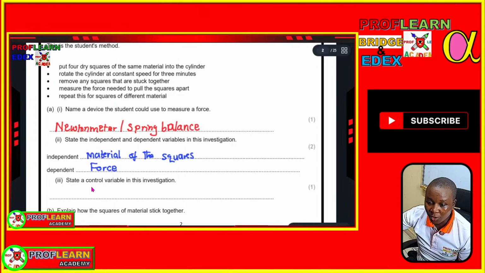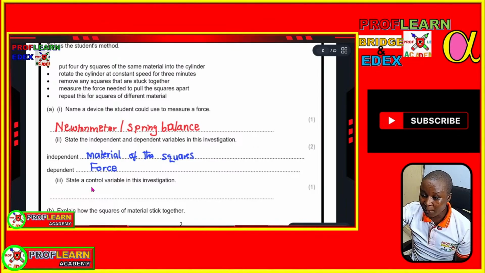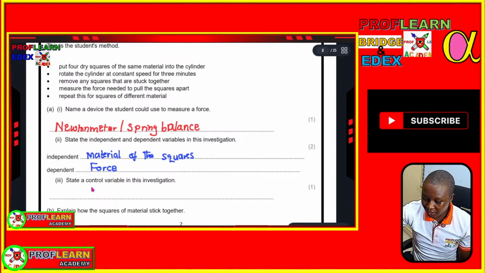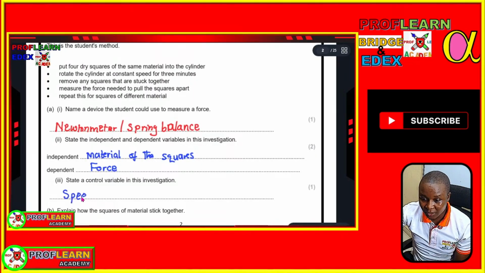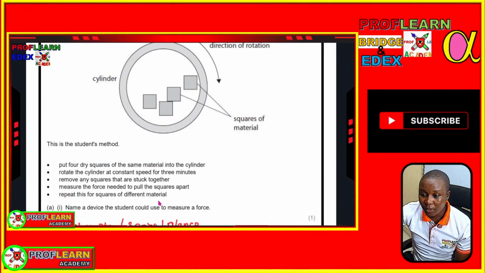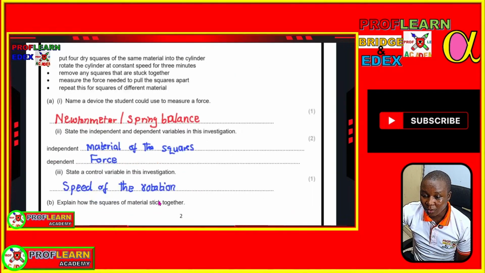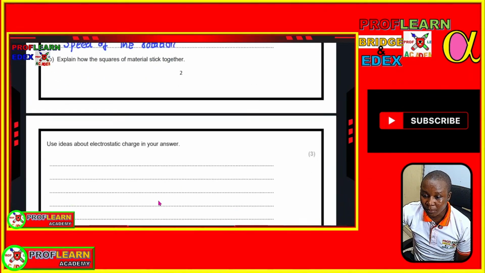We may also be asked to identify control variables. Control variables in an experiment are those variables which can affect the experiment, so you have to keep them constant so that whatever we are measuring is not affected. In this case, the rate at which the rotation is done should be kept constant. The speed of rotation will be maintained. We can also say the size of the squares should be maintained, and the type of material should also be maintained.